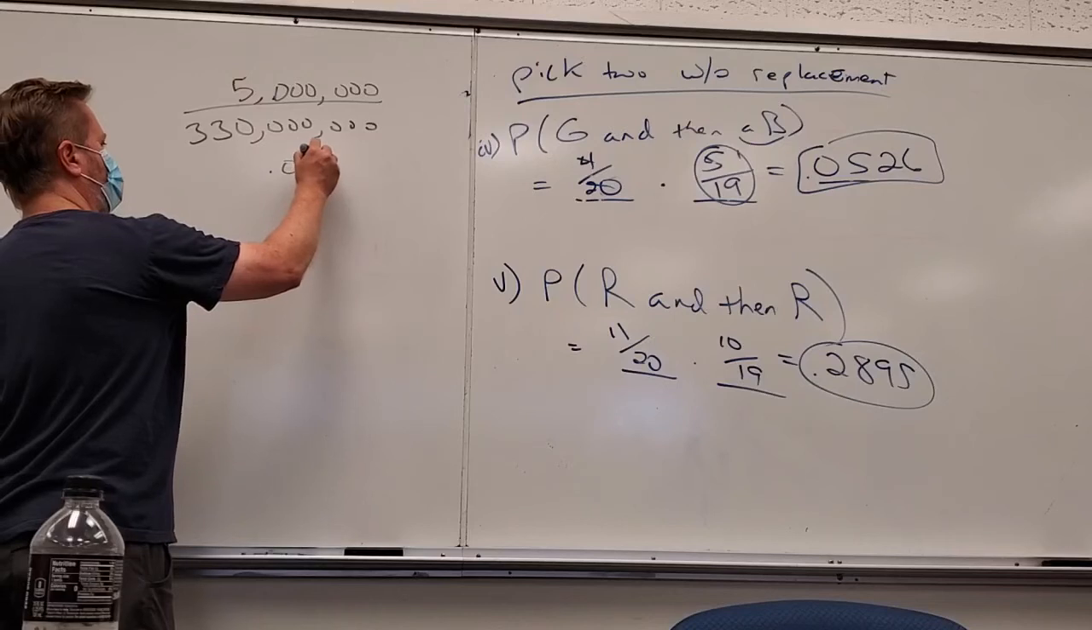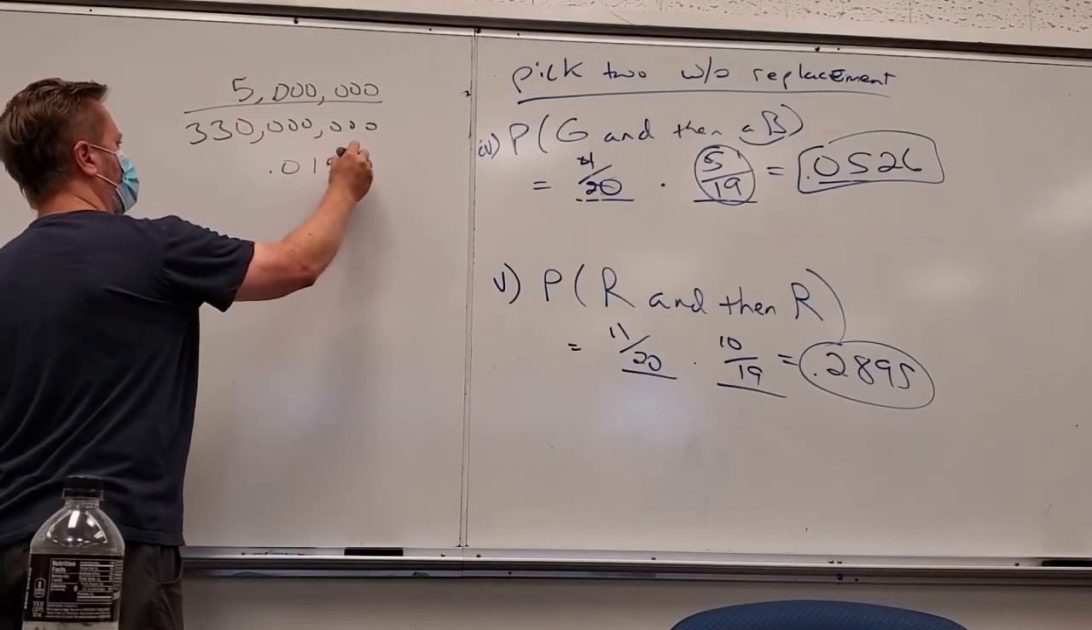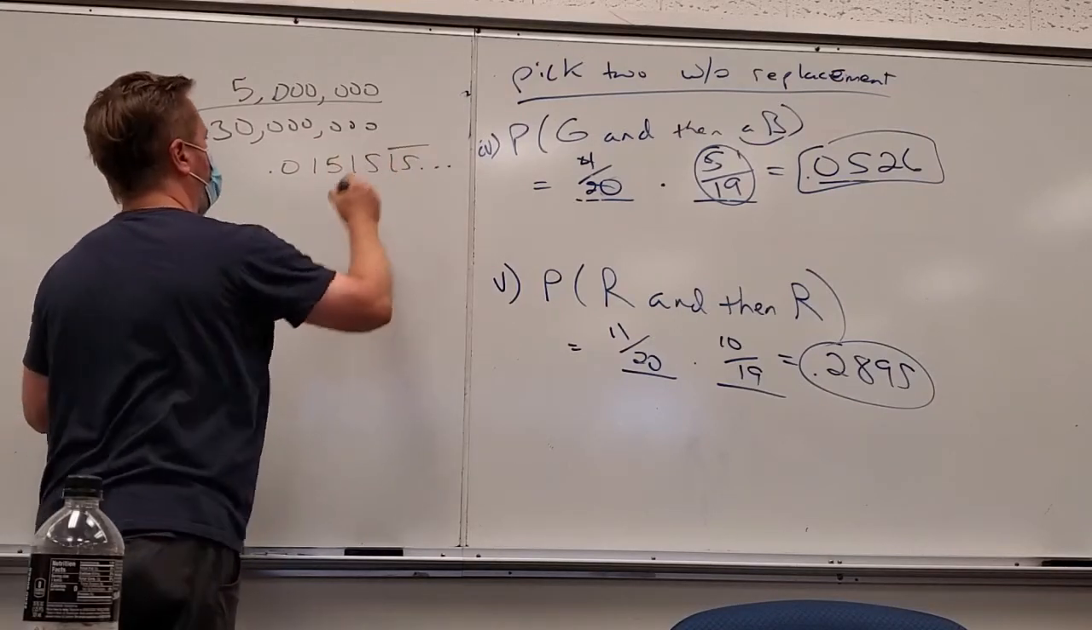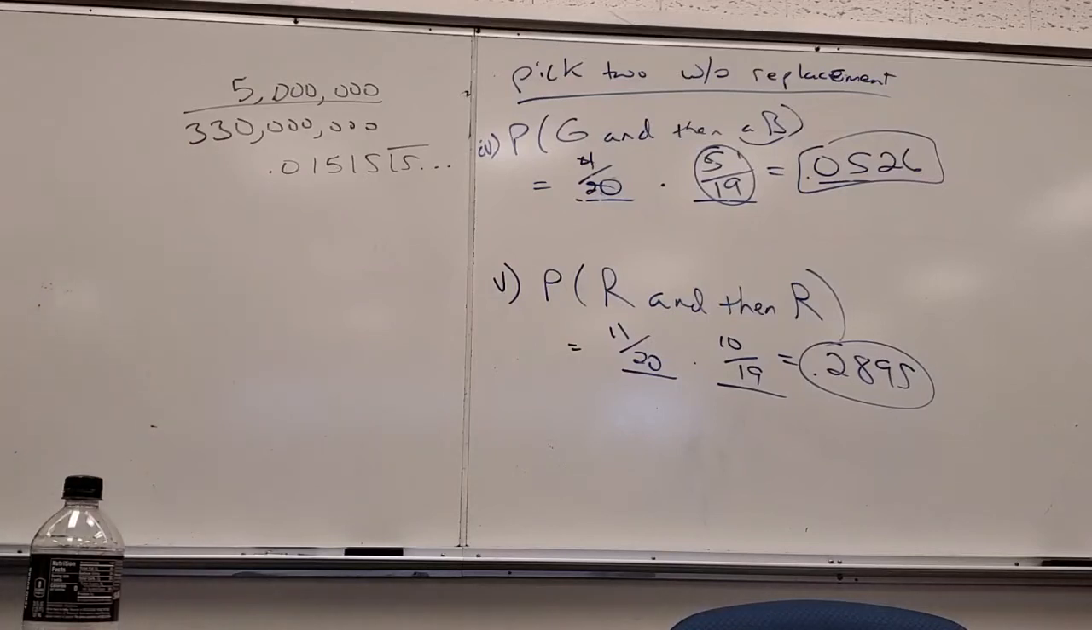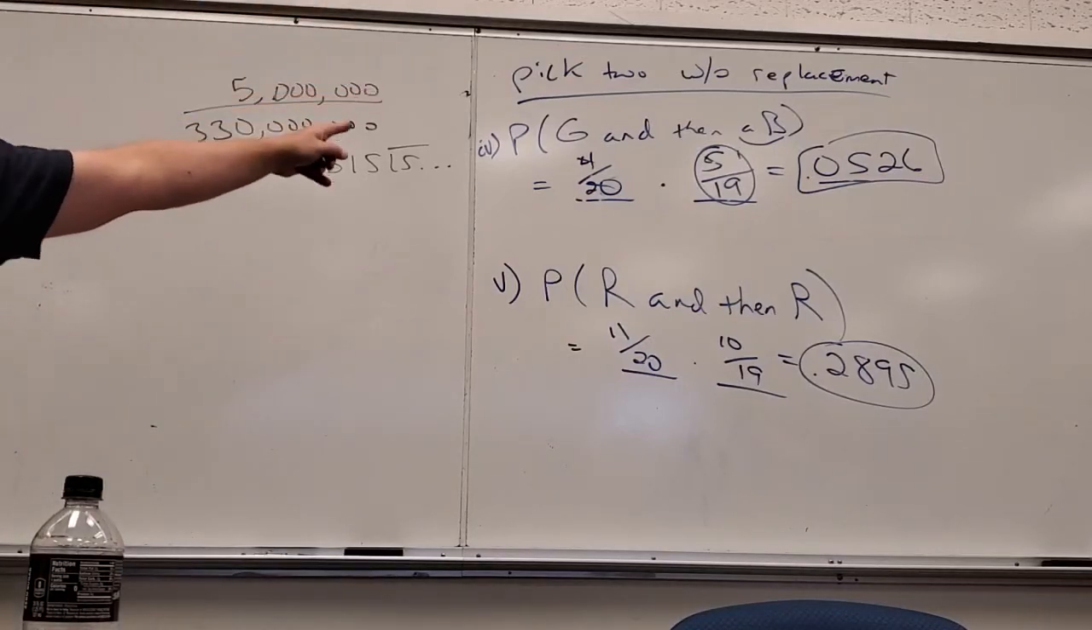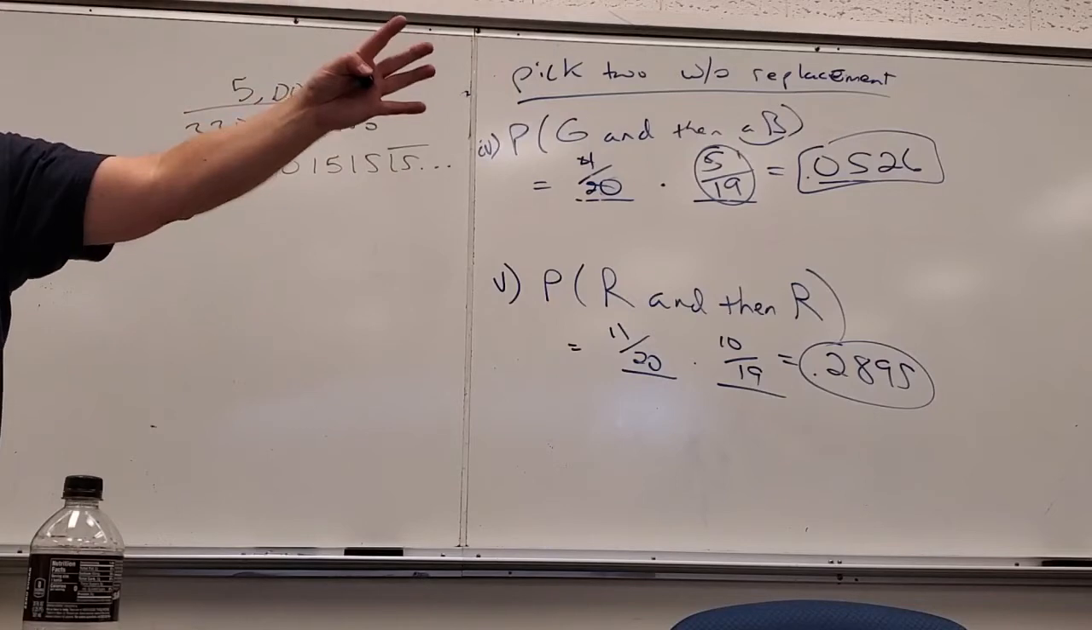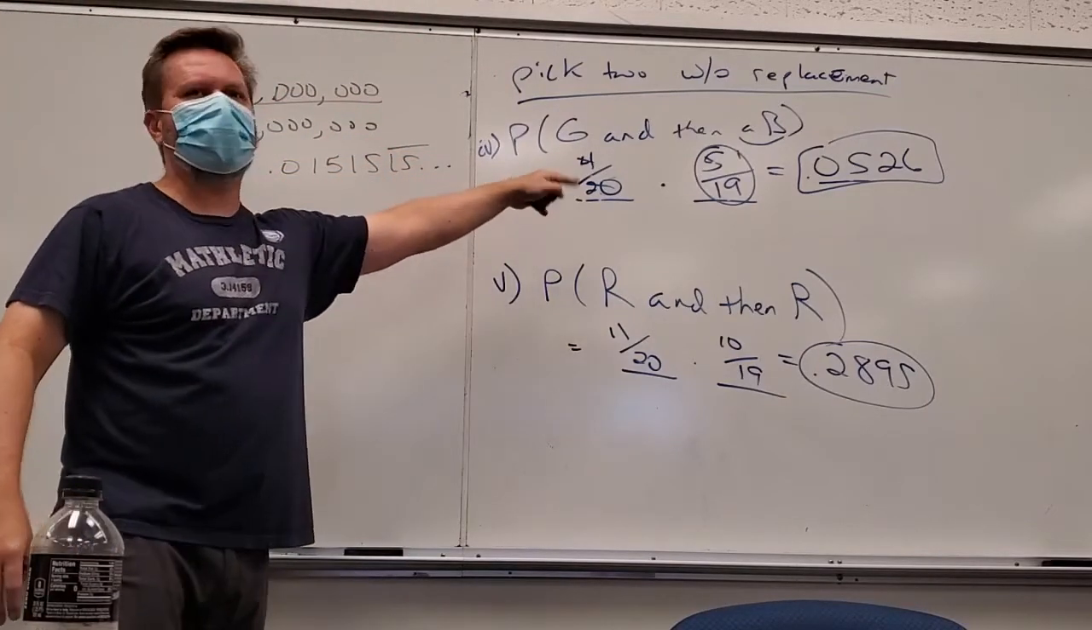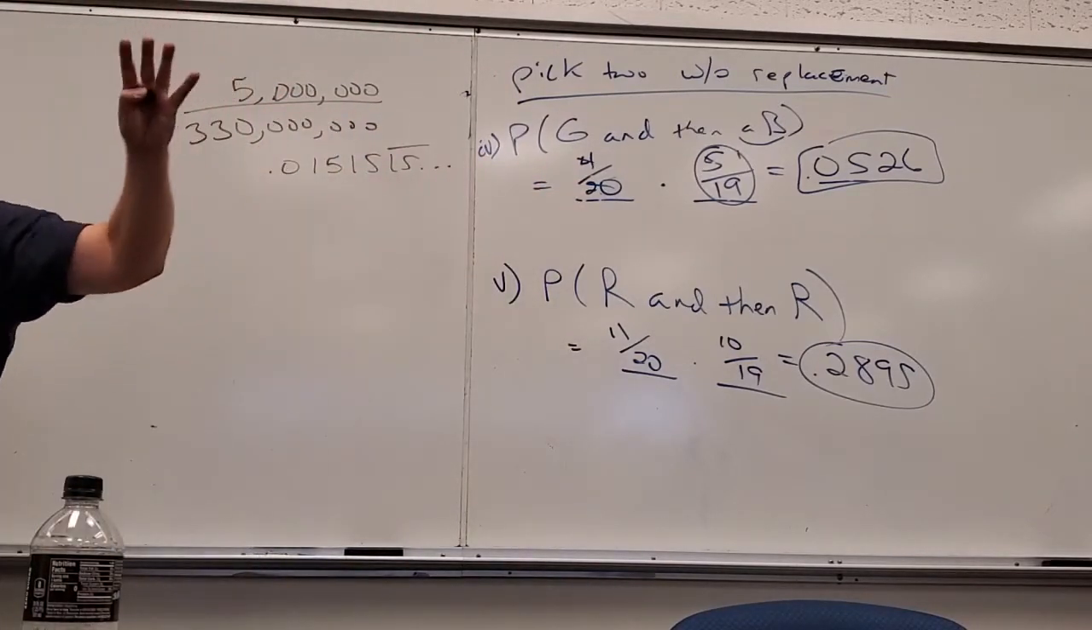0.0151515 repeating. Okay. Now, stay with me. Is everybody kind of with me, guys? It's the same thing. It's just a bigger fraction because it's got more going on, right? I don't just have 20 chips. I got 330 million people.